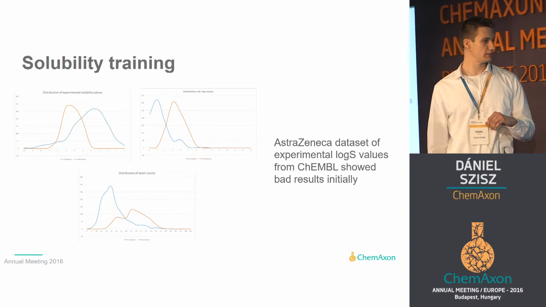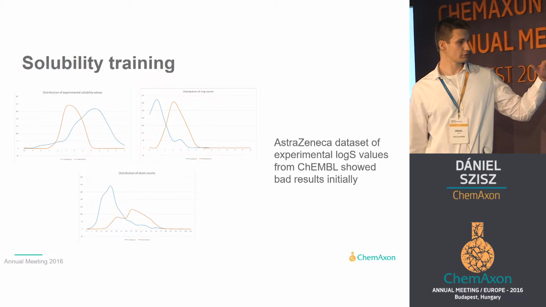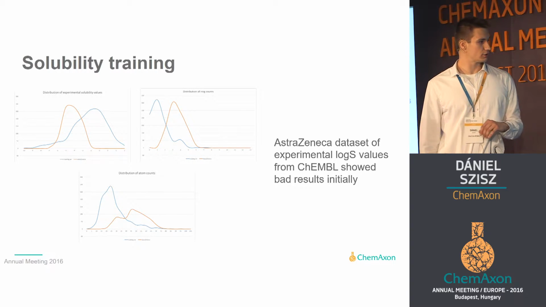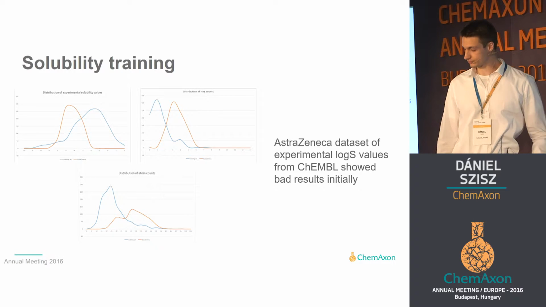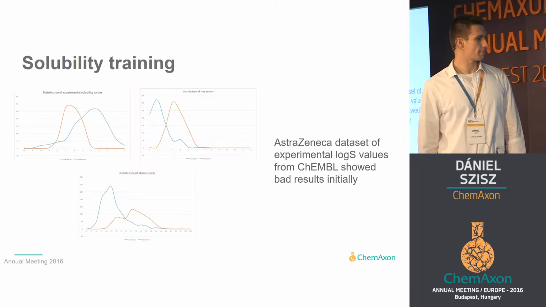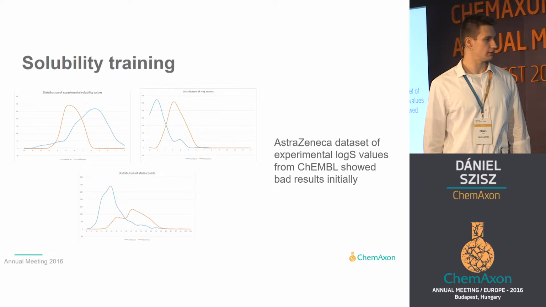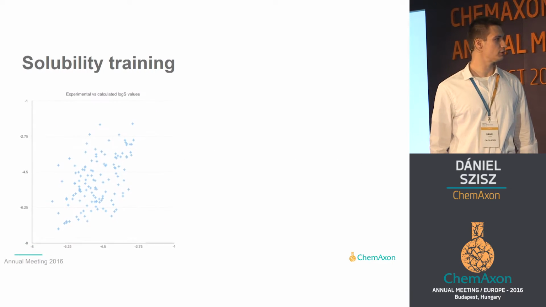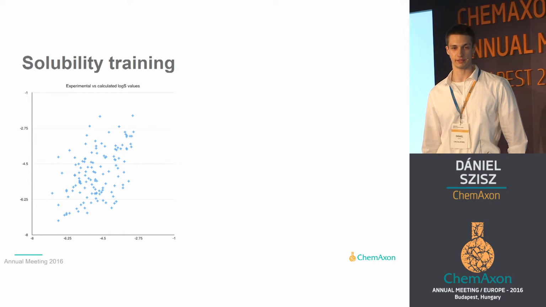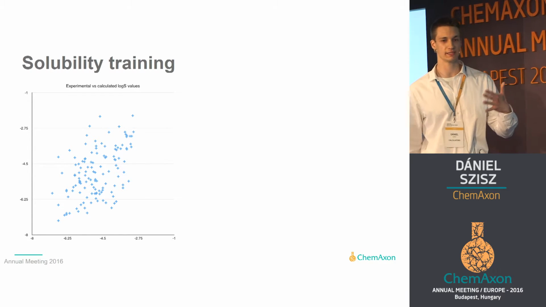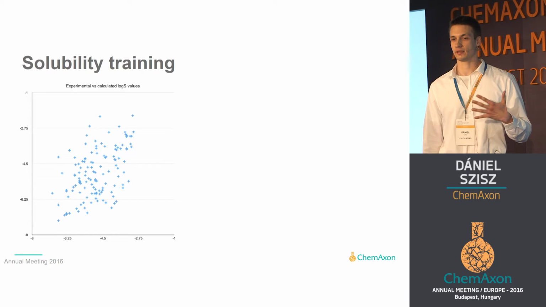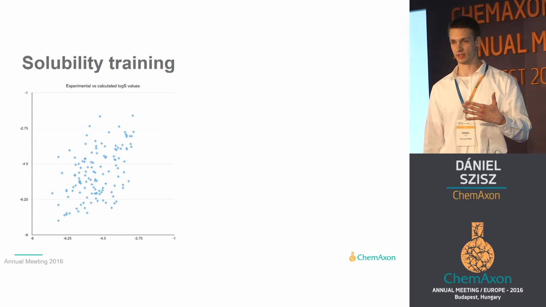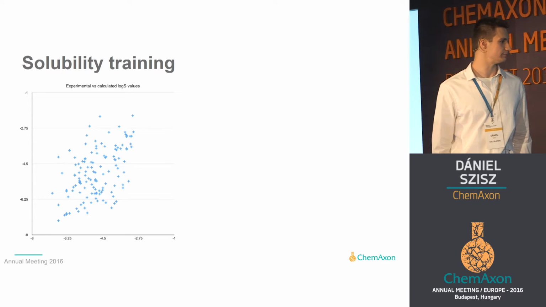And what turned out is that there wasn't too much overlap. So that caused the initially bad results. We cured this problem by introducing the solubility training capability, which means that if you have a very good experimental data set, you can use it to train your data.